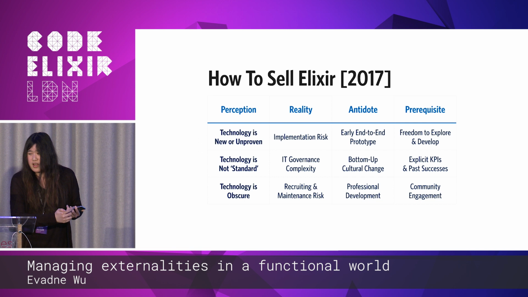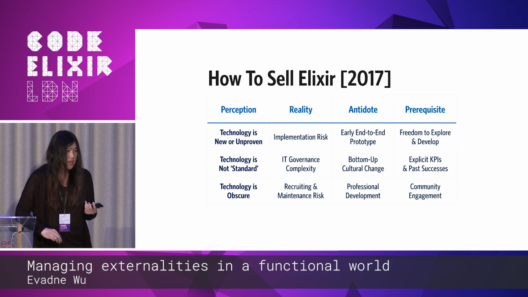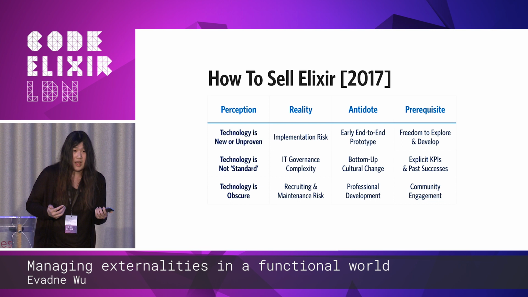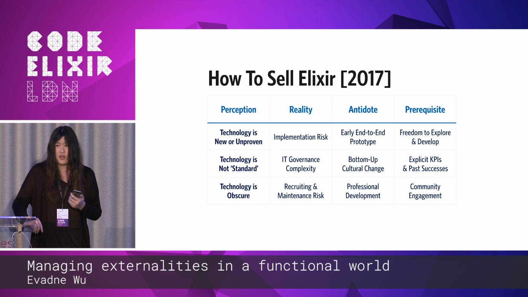So the antidote, of course, is you make a prototype early and you make it end to end. So you can demonstrate that it works, and if you want to scale it, you can scale it properly. The prerequisite, however, is that you need to actually have time to do this kind of stuff. Sometimes this kind of stuff isn't actually scheduled. So you will have to find a pocket of time somehow to make sure that you can actually deliver the prototypes to a certain quality, unfortunately, if the culture isn't there.